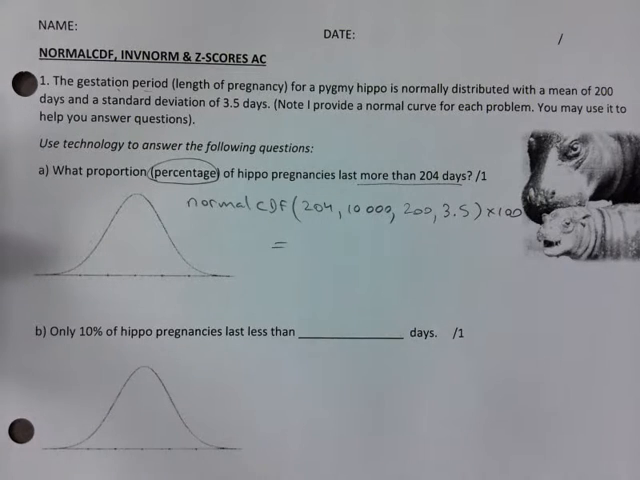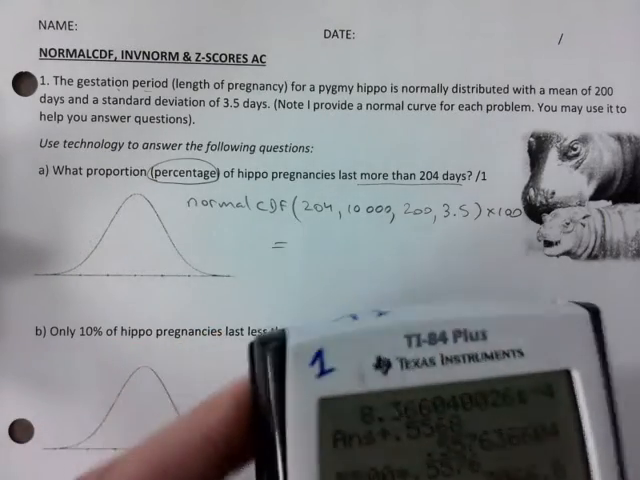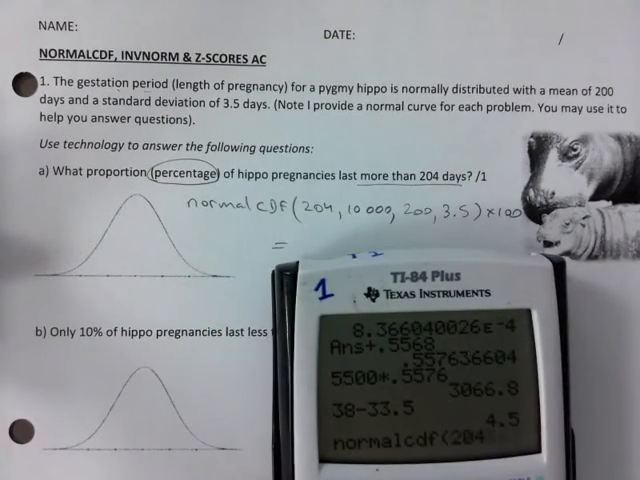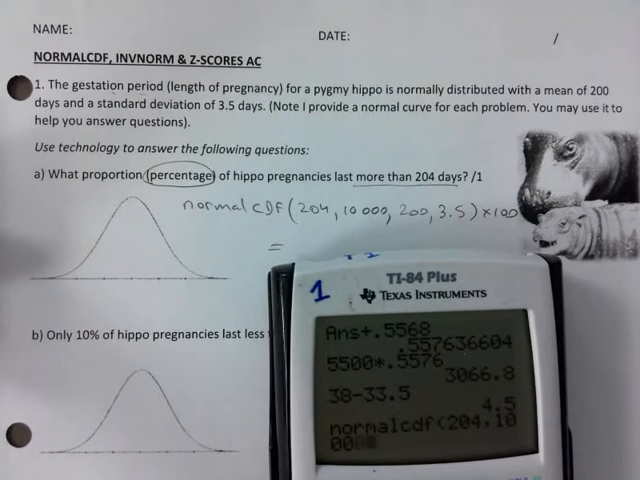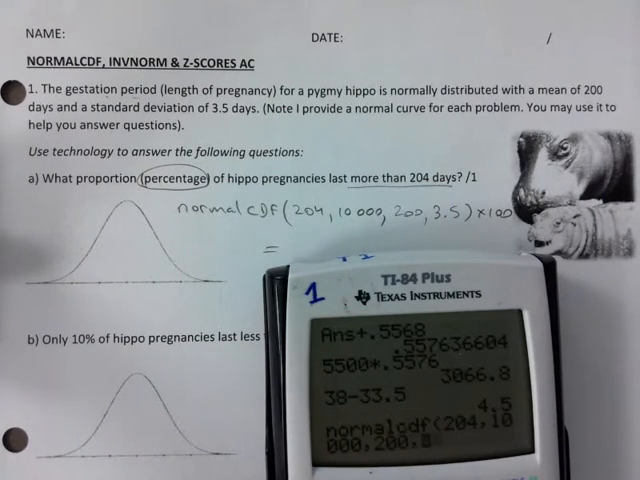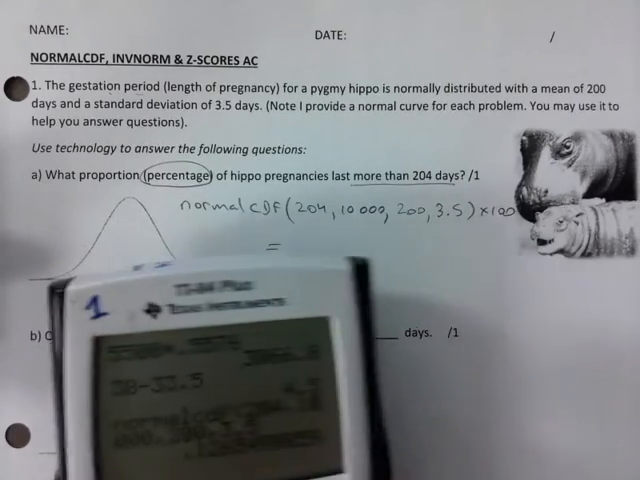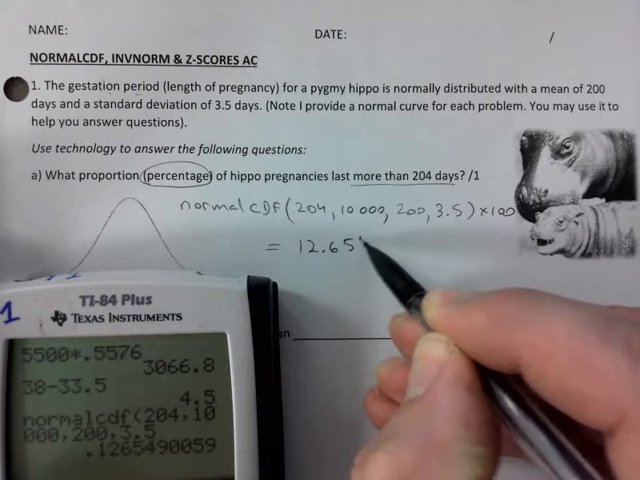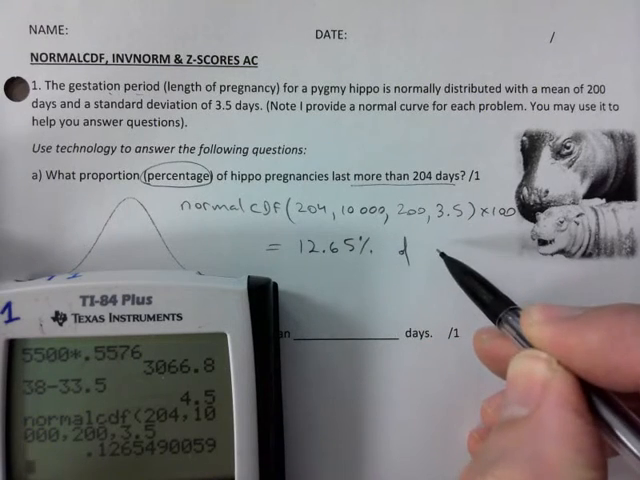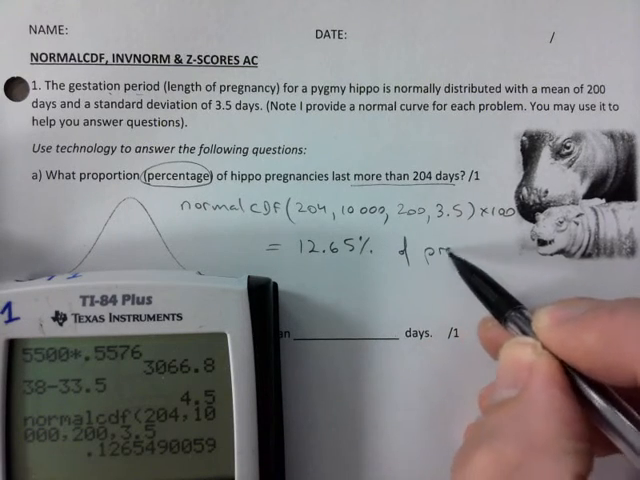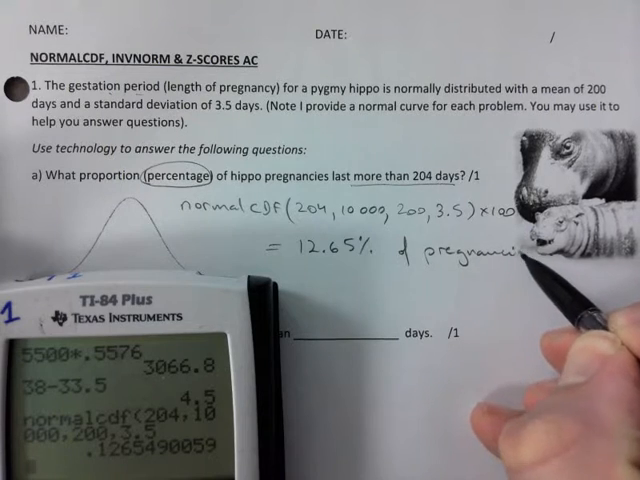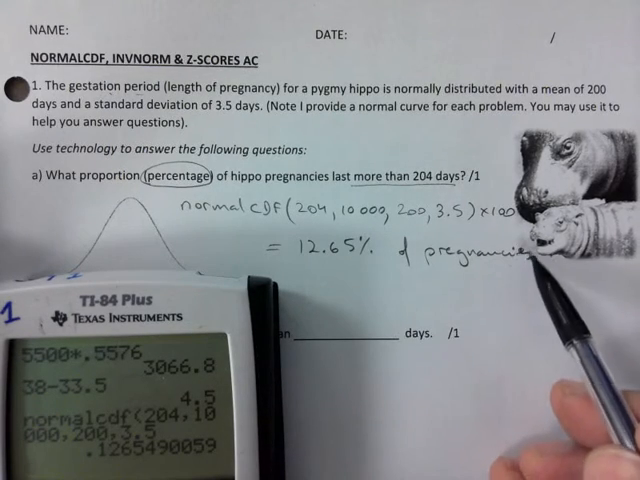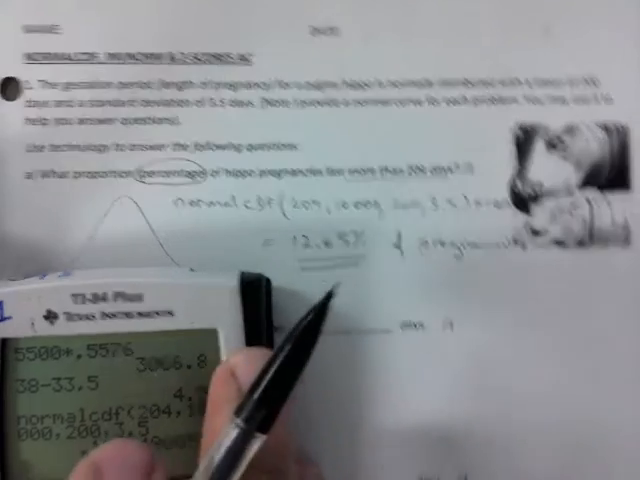And for some reason, I don't have that on my key. I got everything else except for that one. So maybe I got distracted. So that is 12.65% of pregnancies. Okay, so that's the number I'm after, 12.65.